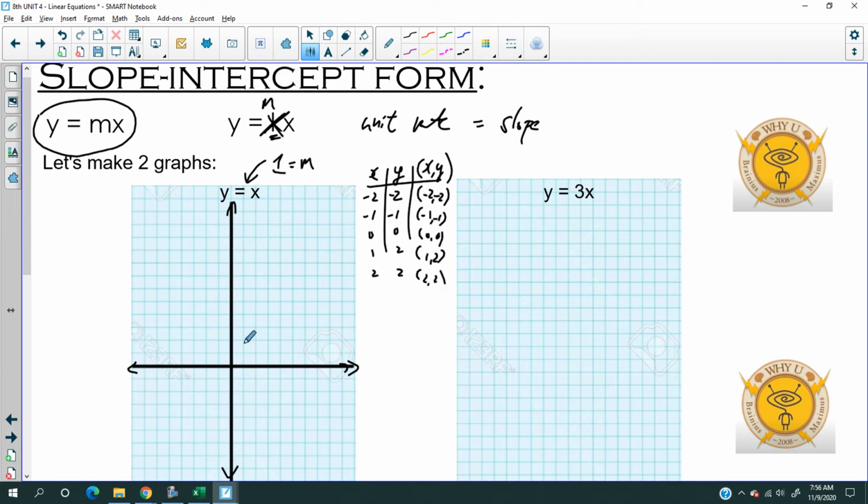And I'll plot these points, right? -2, -2, -1, -1, 0, 0, 1, 1, oops, and 2, 2, right? And I'll connect the points. All right, so here I got my line.